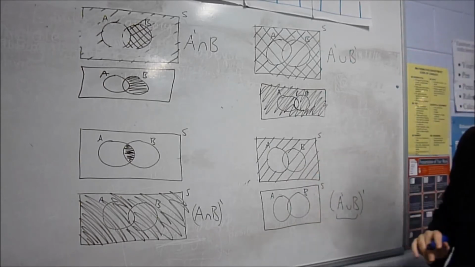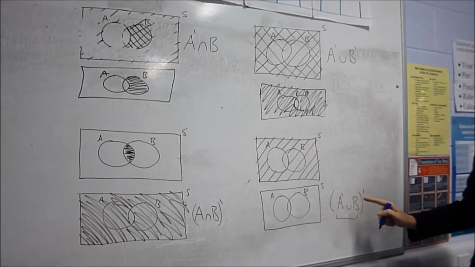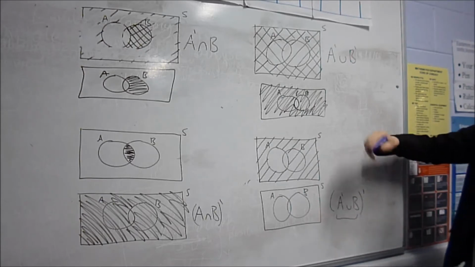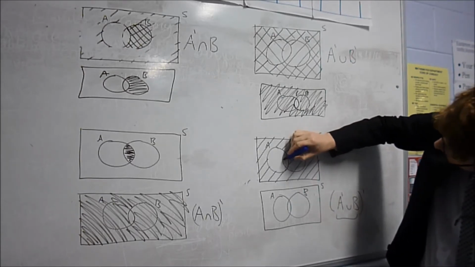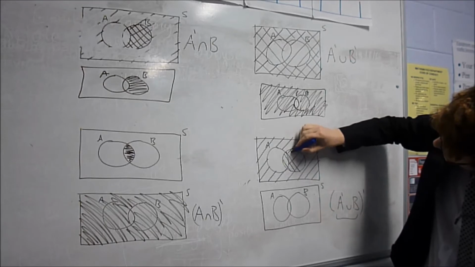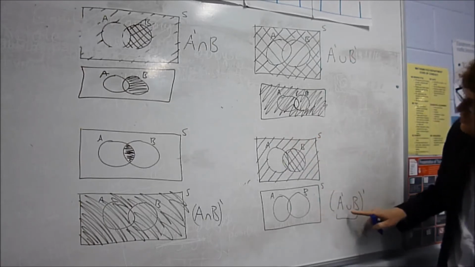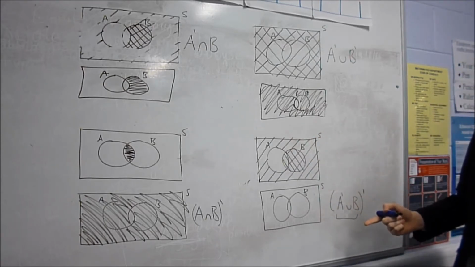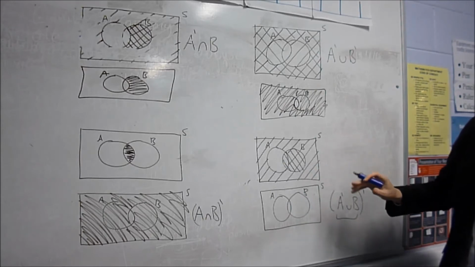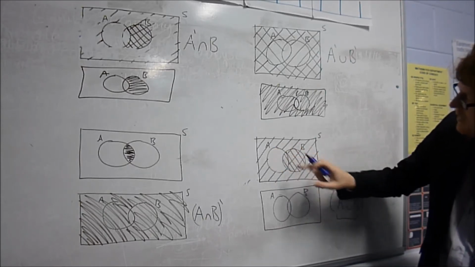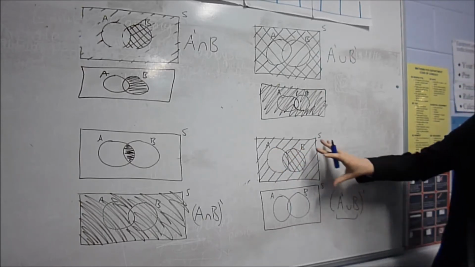Okay, so that's definitely not A. I've avoided the A circle. Or B. So I'll do the big hatching. So that's just this bit here. Remember this or symbol, this union, that's going to be everything that's shaded in. So it's everywhere except that bit.